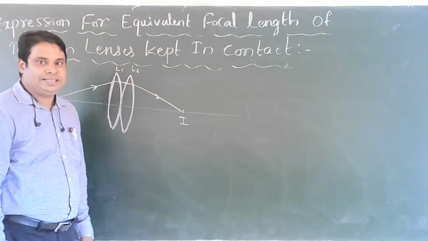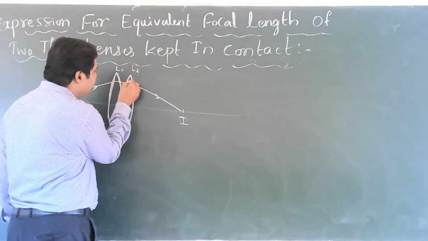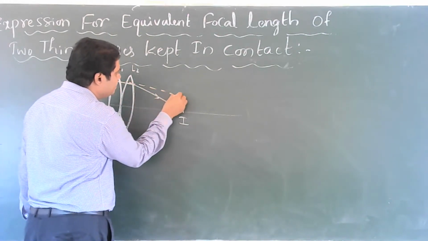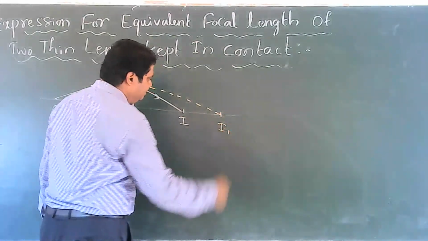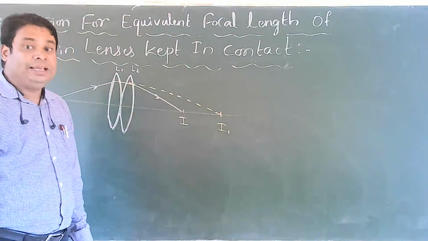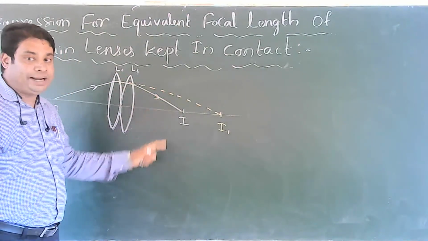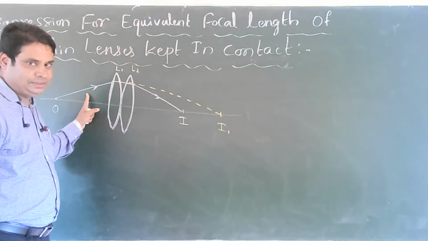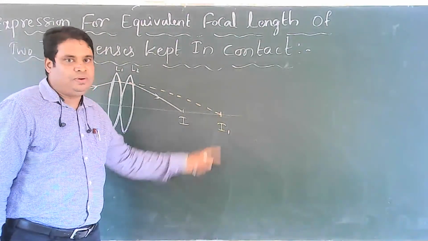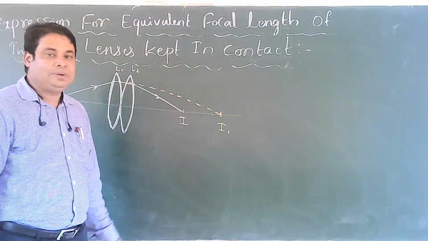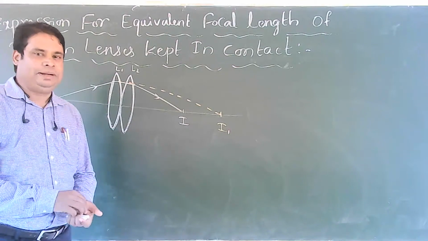Remember, in the absence of lens L2, your ray would have traveled this distance. In the absence of the second lens, this will be the path traced by your incident ray, and this will be the position of the final image. Hope you understood. Let me repeat.